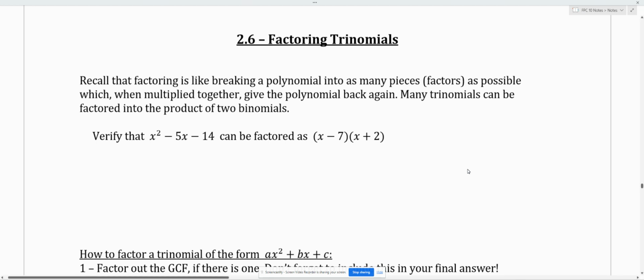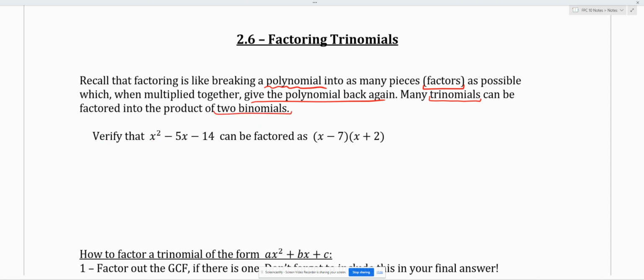We are going to dive into 2.6, factoring trinomials. So recall, when we are factoring, that just means breaking polynomials, in this case, apart into its pieces. The pieces are called factors. Factors are things we multiply together and we can get back to the same polynomial. And many trinomials can be factored into the product of two binomials. So it's going to look something like this.